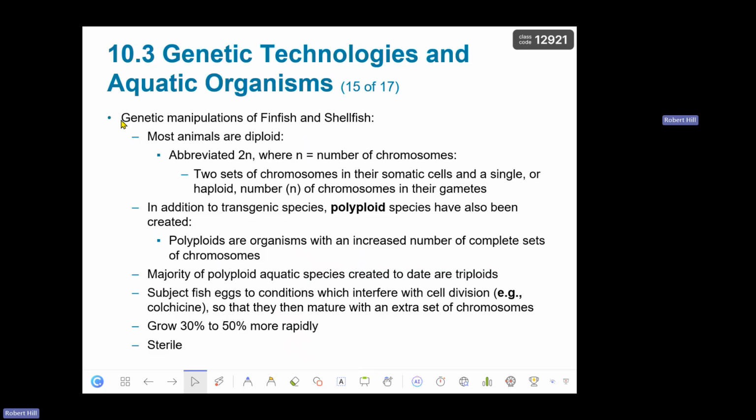So a little bit about ploidy, right? Let's talk about polyploidy. If you remember back from our earlier chapters, most animals are diploid, right? You get one set of chromosomes from mom, one set of chromosomes from dad. Polyploid organisms, such as triploid fish, have three sets of chromosomes. They have an extra chromosomal set. These fish grow 30 to 50% faster, and they are sterile, so they can't reproduce in the environment. So we don't run the risk of them mating in the oceans, and now we have an ocean full of mutant fish.